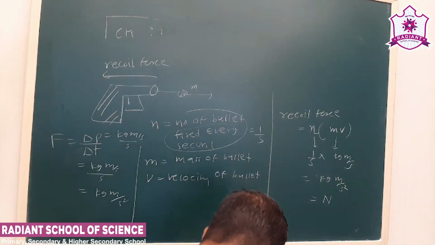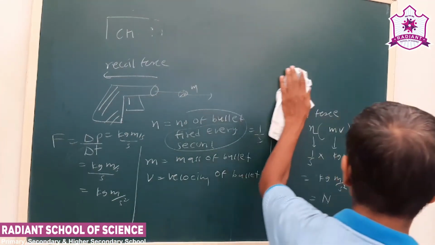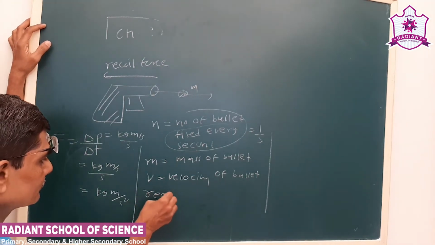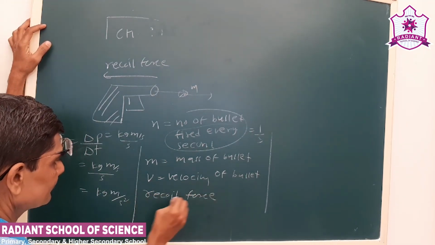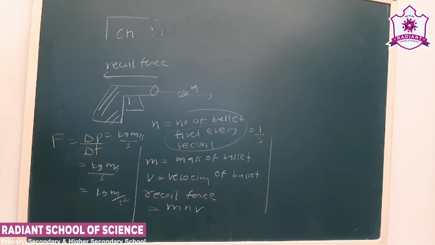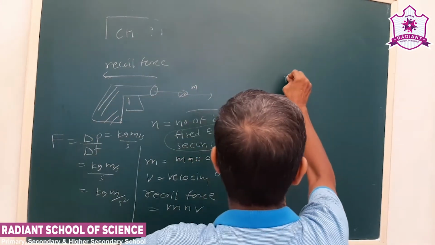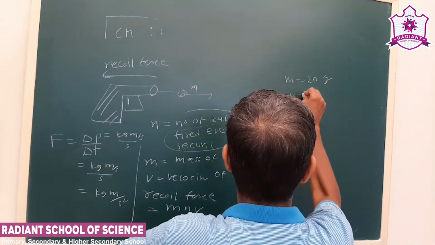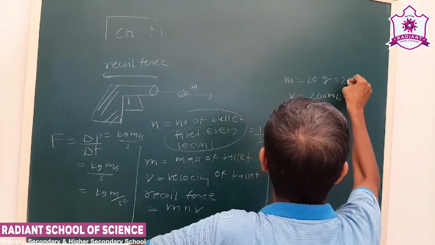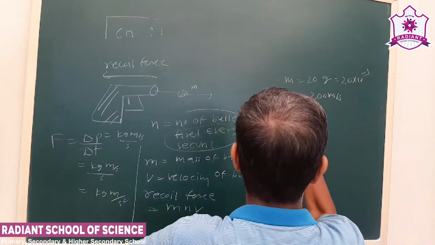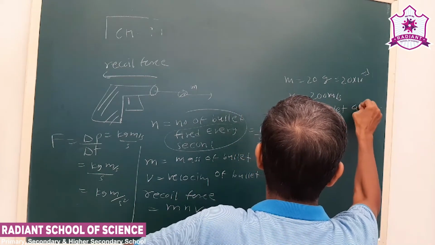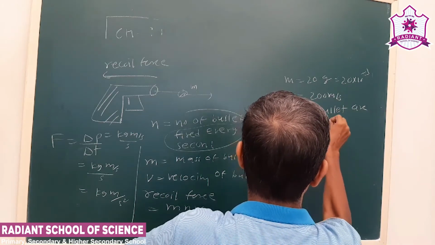So here, let us say, an example is given like this. We have to remember that for the recoil force, we can have a simple formula. M is the mass of the bullet. Let us say, for example, mass is 20 gram, velocity is 200 meter per second, and 25 bullets are fired every second.